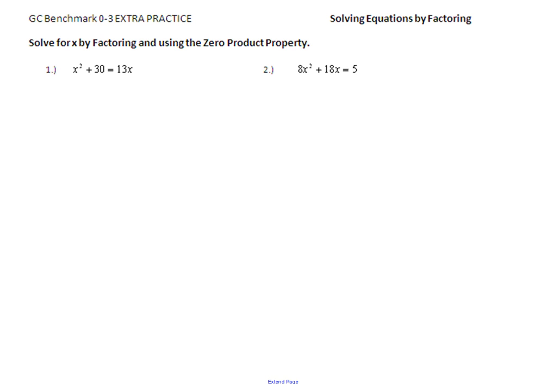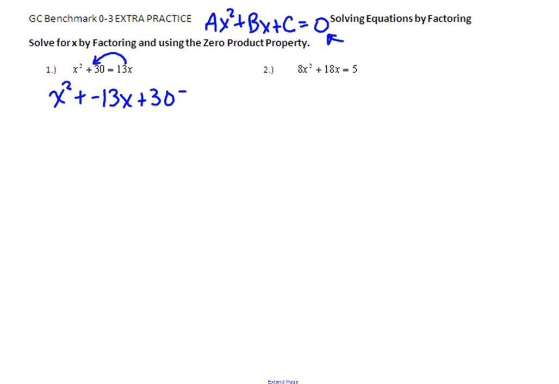For both these problems, you need to, first of all, put it in the form ax squared plus bx plus c, standard form. In other words, make it all equal to 0 before you start doing the problems. That's pretty important. So x squared plus, I'm going to take this 13x and bring it over there. So negative 13x plus 30 equals 0. Now it's in the right order with the descending orders of powers of x.